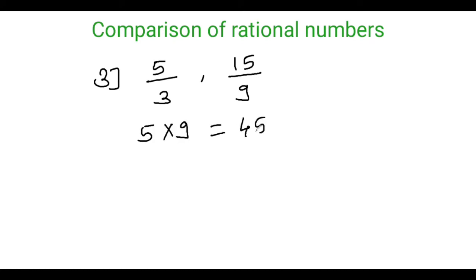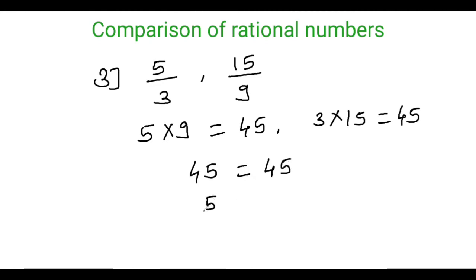Now we are taking a third example. In that example we take 5 upon 3 and 15 upon 9. After cross multiplication of first and fourth, 5 into 9 becomes 45, and 3 into 15 also becomes 45. 45 is equal to 45. So now we compare. This is the equal sign, meaning the given two rational numbers are also equal.